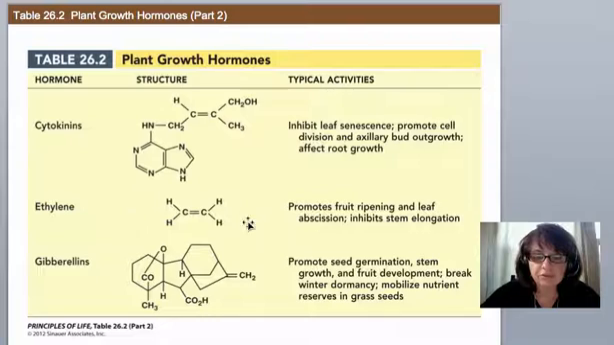I saved ethylene for last. You're going to see a picture of the fruits that it affects later. It promotes fruit ripening. So it's ethylene as a gas, two carbons, four hydrogens, very small. It diffuses very easily. In fact, you can do an experiment at home. If you put a ripe banana in a bag, it's going to be exuding ethylene gas.